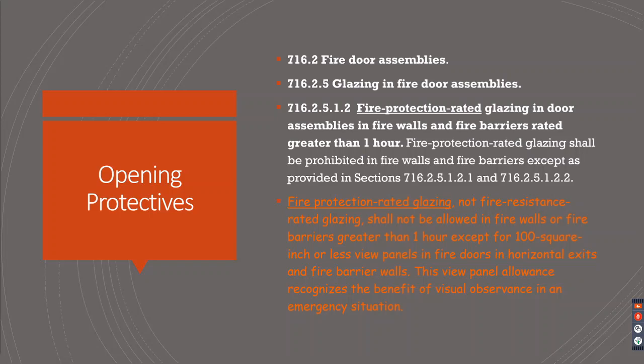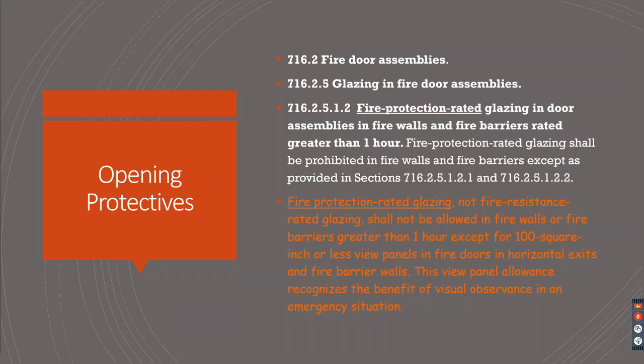And then again, where this is fire resistance rated, tested as a wall, versus fire protection rated in door assemblies in fire walls and fire barriers, it matters how it's tested, but you're still in fire walls, fire barriers greater than an hour, and then it meets this criteria here. And so fire protection rated glazing shall not be allowed in fire walls or fire barriers greater than 1 hour. So if you've got glazing in your fire walls or barriers that are required to be rated more than an hour, you can't have these except for the 100 square inch or less view panels in the fire doors or horizontal exits and fire barriers.